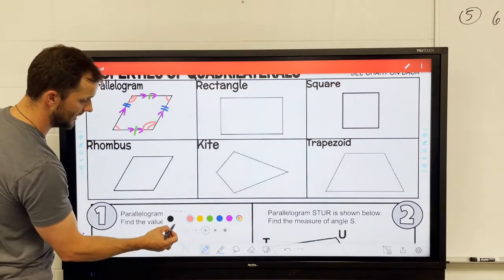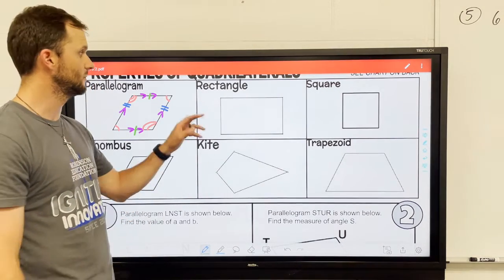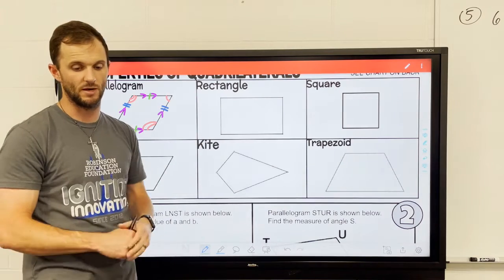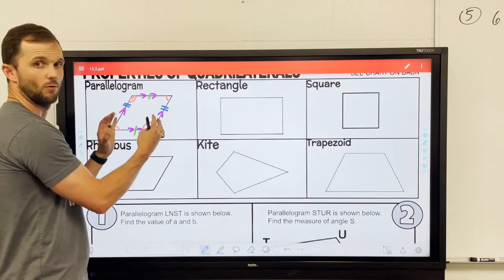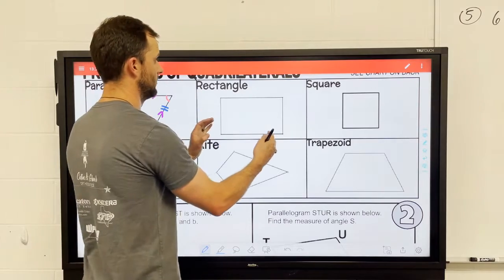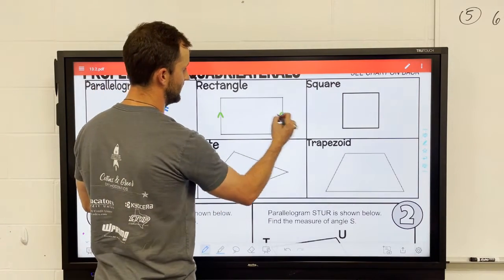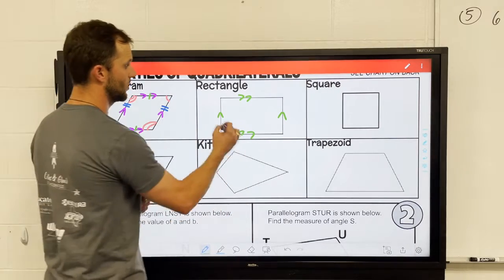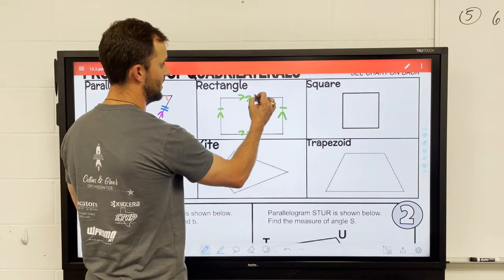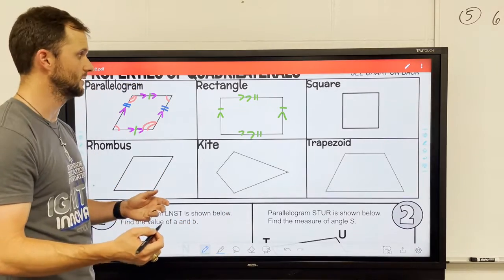All right, so the next thing we're going to look at is a rectangle. Again, in reference to the back of your paper, there's stuff that tells you what's going on with this rectangle. Basically everything that is a parallelogram is going to make up a rectangle. My opposite sides are parallel, so this is parallel to that. Opposite sides are congruent, so this is congruent to that, and this is congruent to that. Opposite angles would be congruent as well.